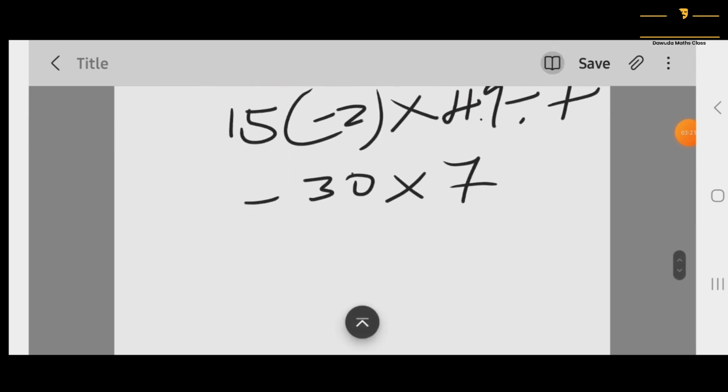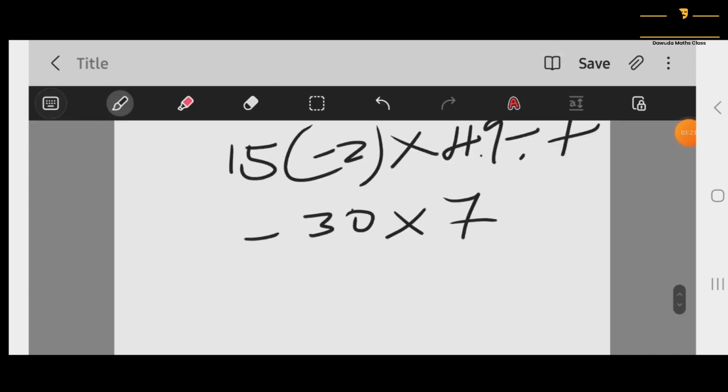So we have 7 here. 49 divided by 7 will give you 7. So we now have minus 30 times 7. And minus 30 times 7 will give you minus 210. That is the answer. 210.